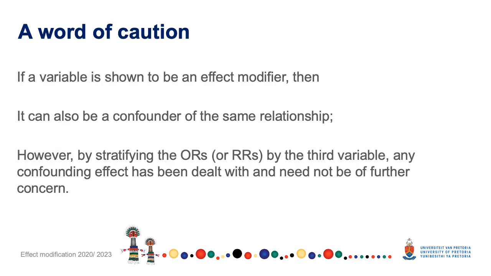If we show that a variable is an effect modifier, then it can also be a confounder of the same relationship. However, we don't have to worry about this because, due to the fact that it's an effect modifier, we're going to stratify anyway. So if there is any co-confounding also present, we'll have dealt with this through stratification. So we don't have to worry about the fact that there may both be present at the same time. We start by looking for effect modification. If it's present, we stratify. And if there happens to be confounding, that's been dealt with.